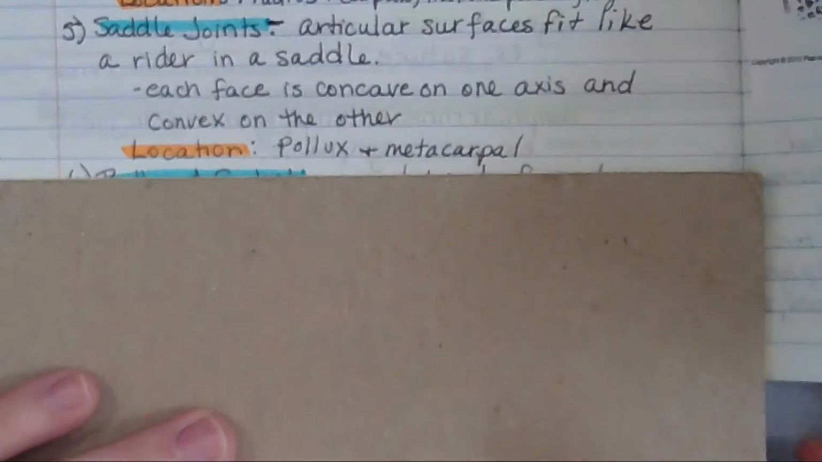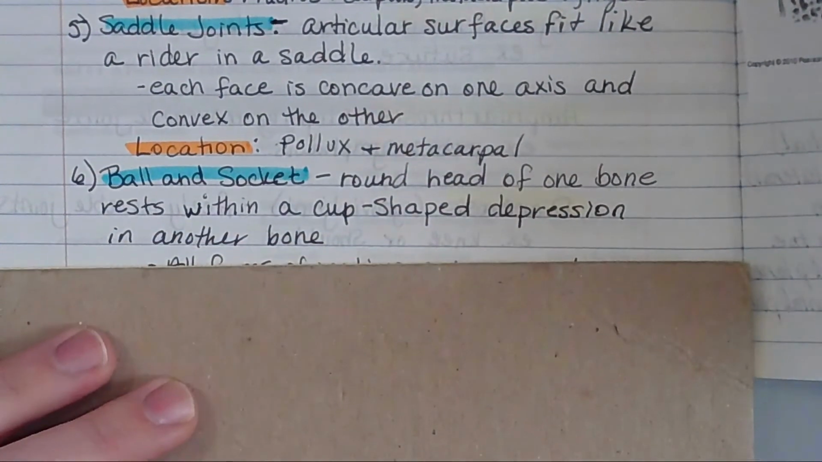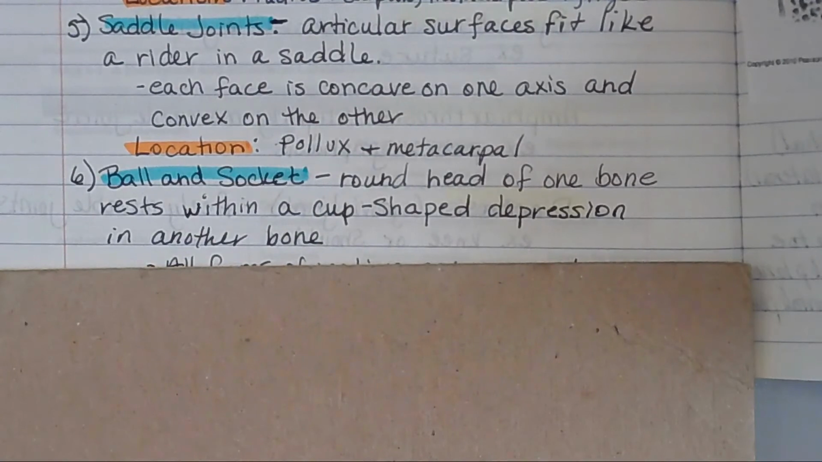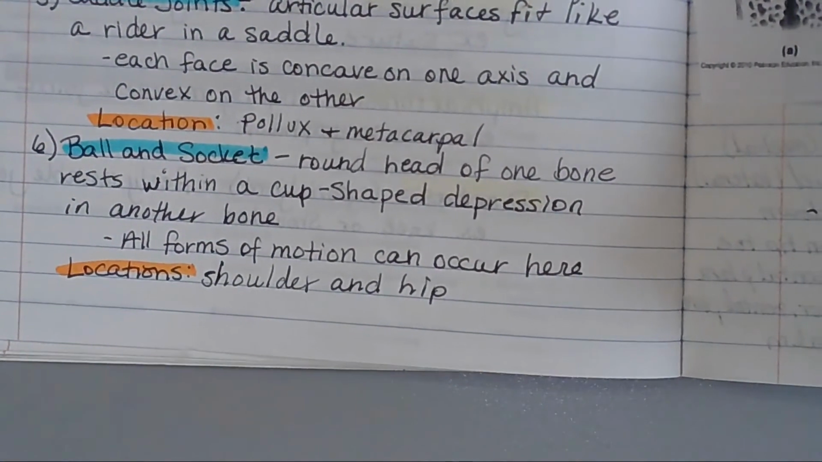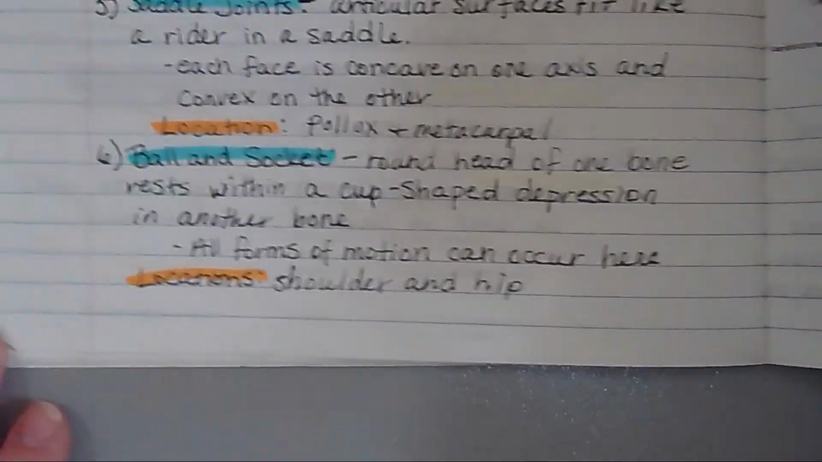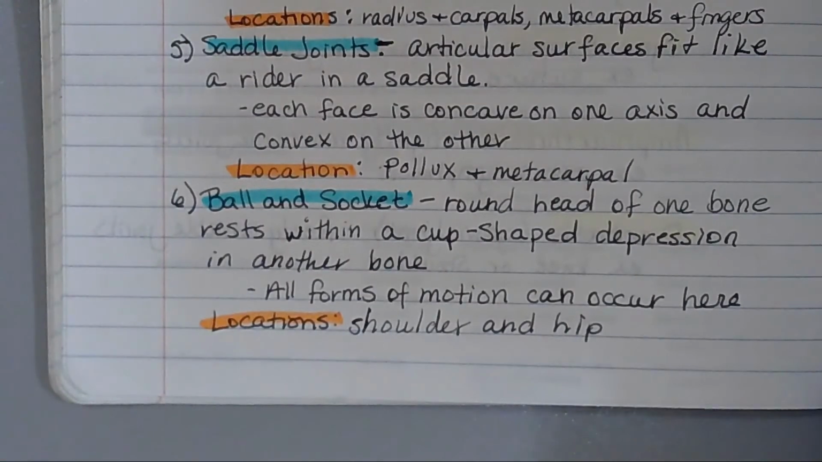And then our last type of joint, the one that gives us the biggest range of motion, is the ball and socket. There's a round head of one bone that inserts into a cup-shaped depression on the other. The two best examples are your shoulder, between your humerus and the glenoid cavity of your scapula, and your hip, with the head of the femur fitting into your acetabulum.